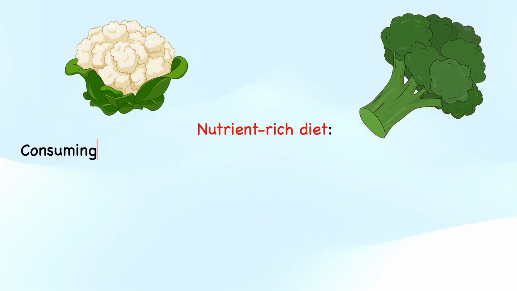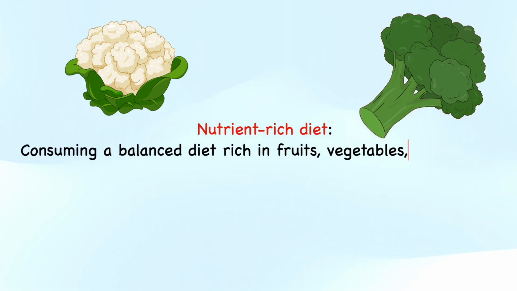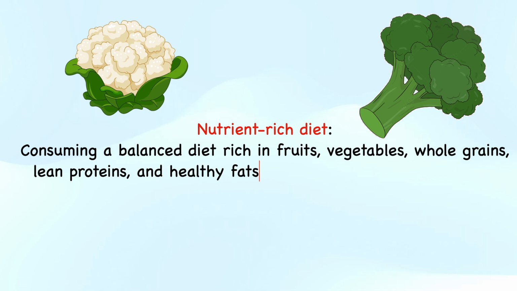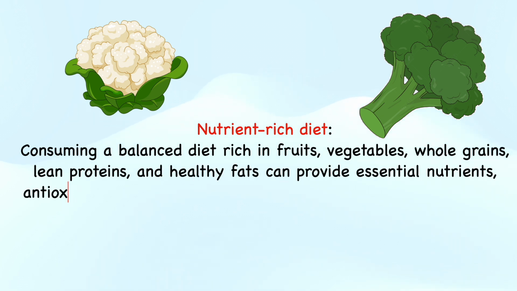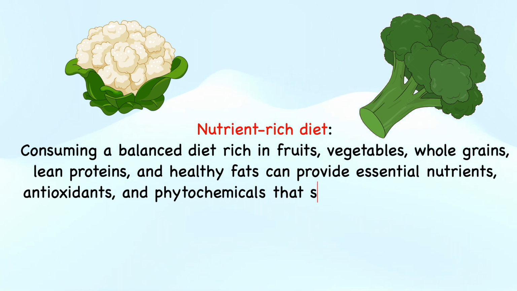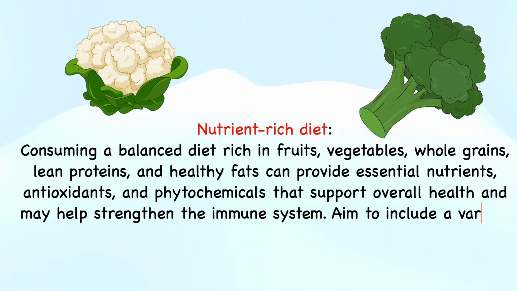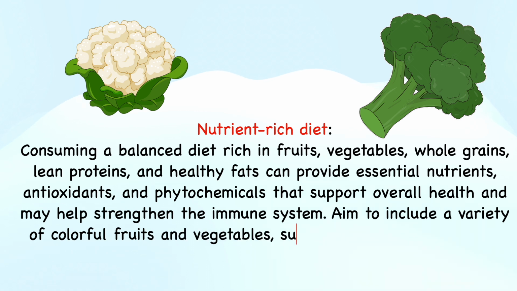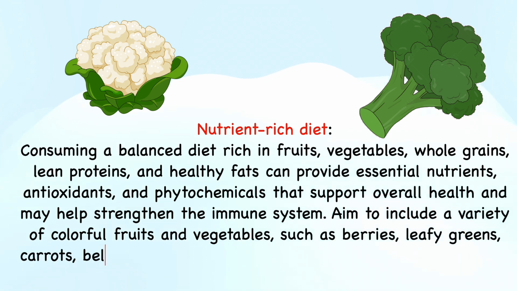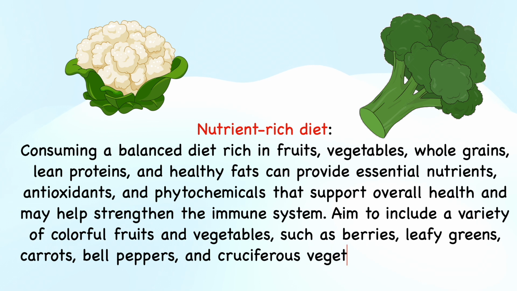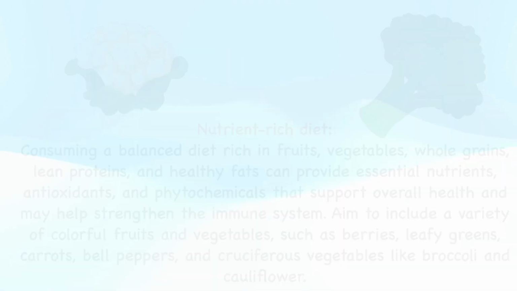Nutrient-rich diet. Consuming a balanced diet rich in fruits, vegetables, whole grains, lean proteins, and healthy fats can provide essential nutrients, antioxidants, and phytochemicals that support overall health and may help strengthen the immune system. Aim to include a variety of colorful fruits and vegetables, such as berries, leafy greens, carrots, bell peppers, and cruciferous vegetables like broccoli and cauliflower.